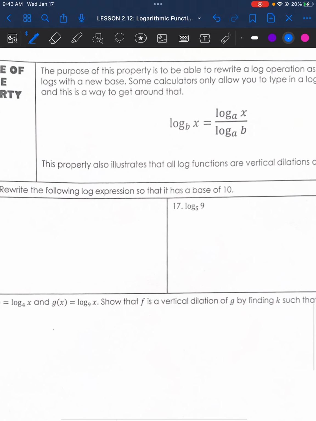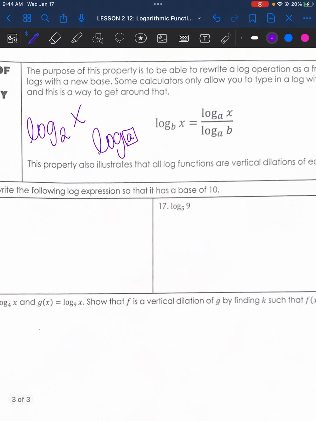So if I have a log of any base, let's say I have log base 2 of x, I can rewrite that to any base that I want. Okay, and we do that by taking a, the base that I want. So let's say I want to change it to have a base of 5. It would be log base 5 of this number divided by log base 5 of your old base.